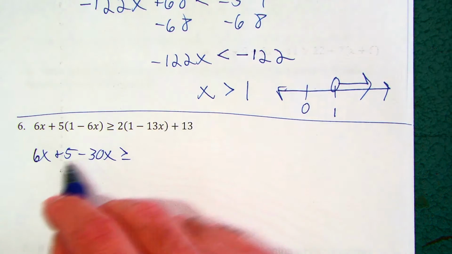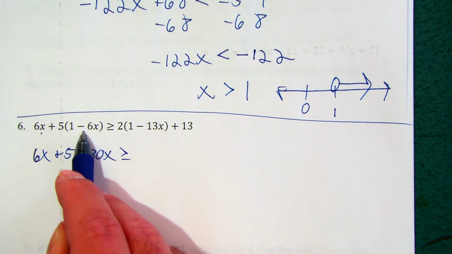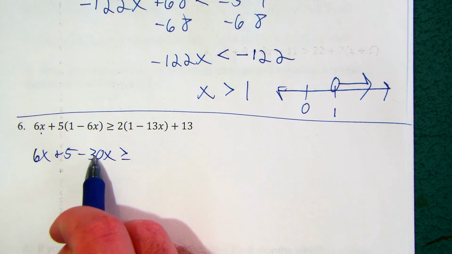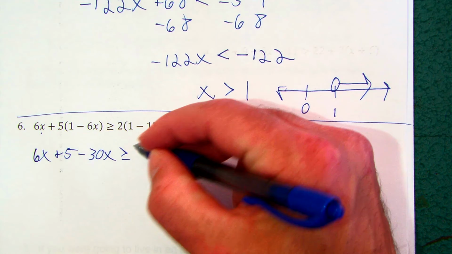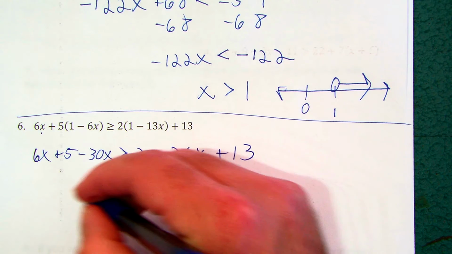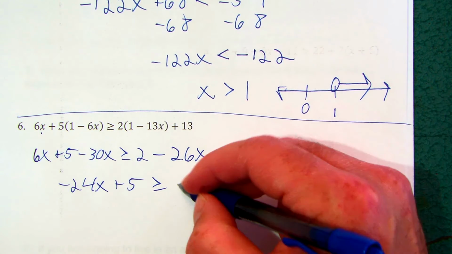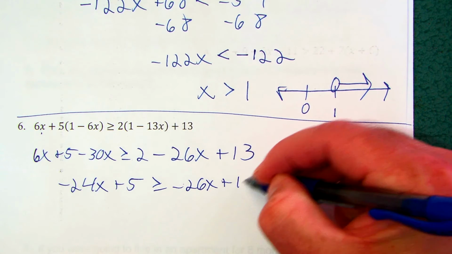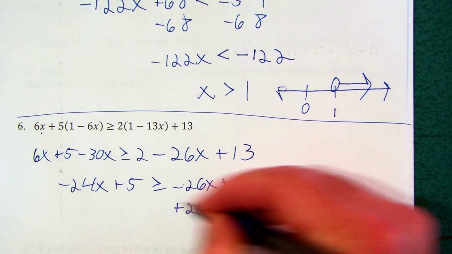So yeah, first up, a little distributive property. 6x we want to distribute there, so 5 times 1 is 5. 5 times the -6 is -30. On the right side, we get 2 minus 26x plus 13. So we're going to get -24x plus 5 is greater than or equal to -26x plus 15. So I'm going to add 26x to both sides. Now we got it down ready to solve here.